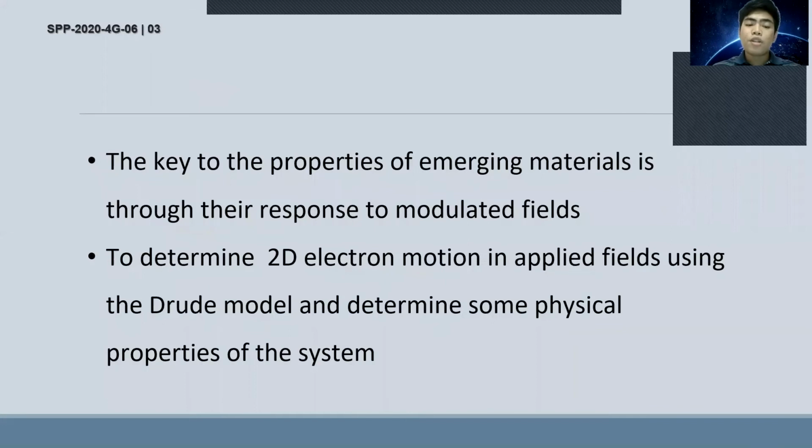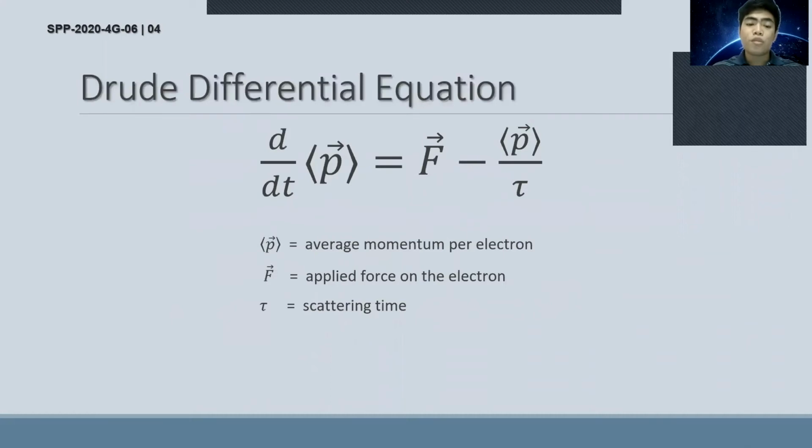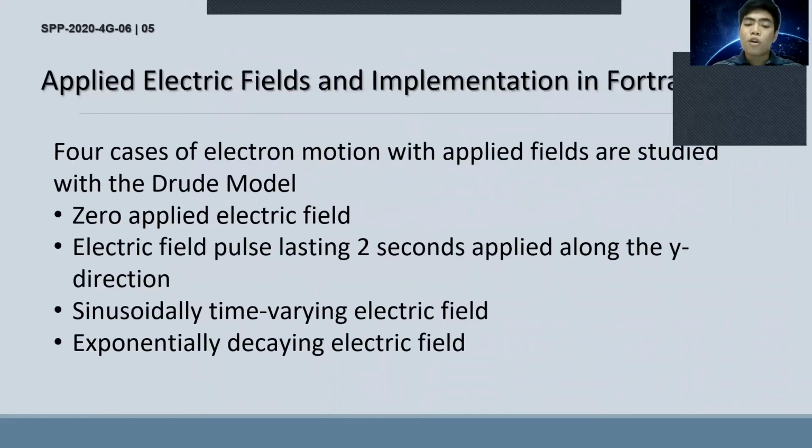In the study of emerging materials, the response to modulated fields provides a good picture of their properties. The Drude model provides a description of electronic behavior, especially in metals. Hence, in this research, it is used to see which properties can be seen with the given systems. So this is the Drude differential equation. 4 cases are applied and implemented in Fortran using the Runge-Kutta-Core method.